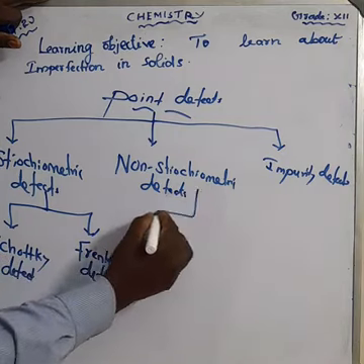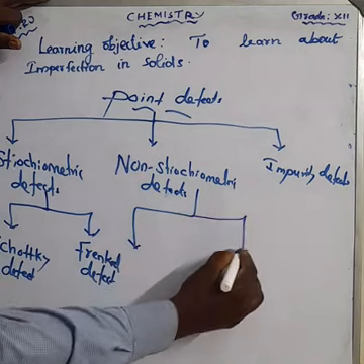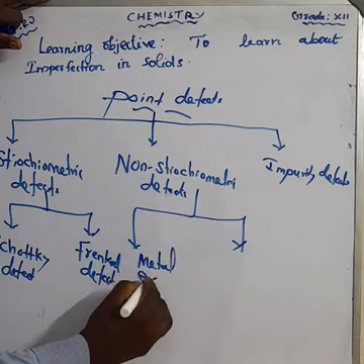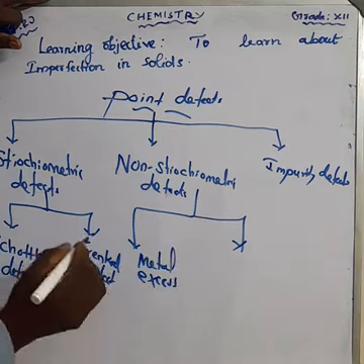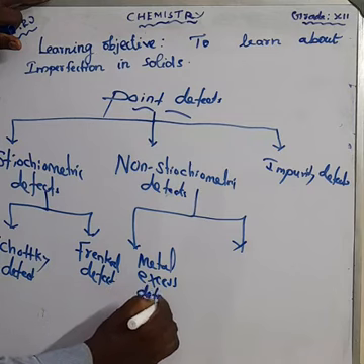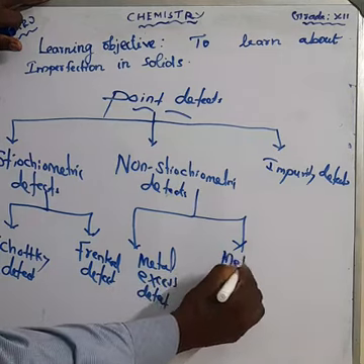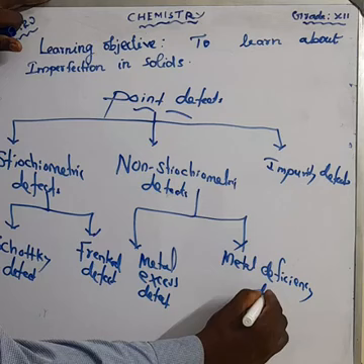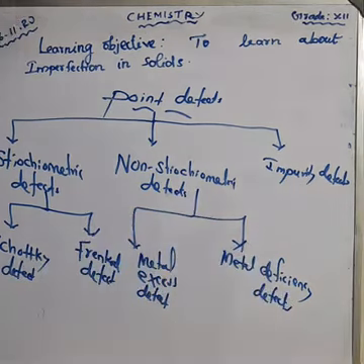Non-stoichiometric defect can be classified into two types. One is metal excess defect, and the other is metal deficiency defect. These are the defects. Okay, so the stoichiometric defect is again classified into two types: Schottky defect and Frenkel defect.